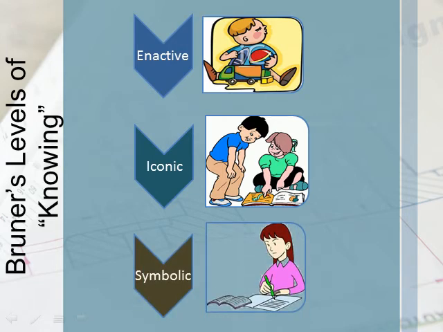Finally, when a learner has full knowledge of a concept, they can exhibit this using symbols such as letters and numbers. These levels can be shown repetitively for each new concept learned. This process is helped by presenting curriculum in a spiral fashion, using methods such as discovery learning, inquiry learning, and case method teaching.